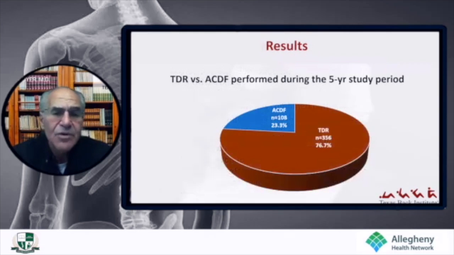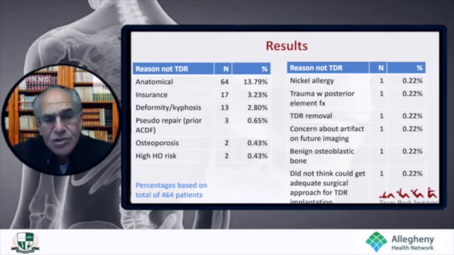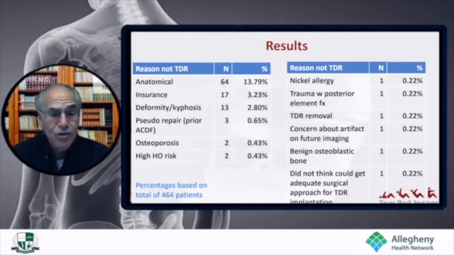And if we look at the total numbers, we see that 23% of the patients that presented to us for disc replacement ended up having fusions. 77% had the TDR. And if we look at the percentages of these patients, anatomy was the most common reason, being almost 14%, insurance a small percent, and then you can see listed here deformity, pseudo repair, osteoporosis, HO, and then one patient each with nickel allergy, trauma, concern about artifact, benign osteoplastic bone formation, and the surgeon just thinking that he couldn't get the implant in properly.